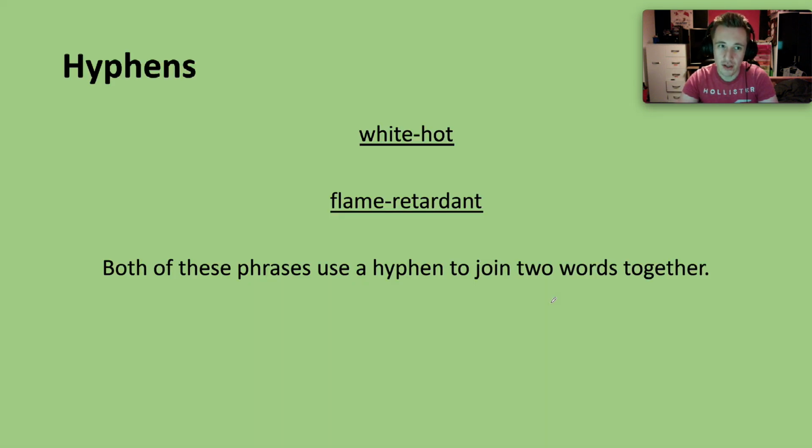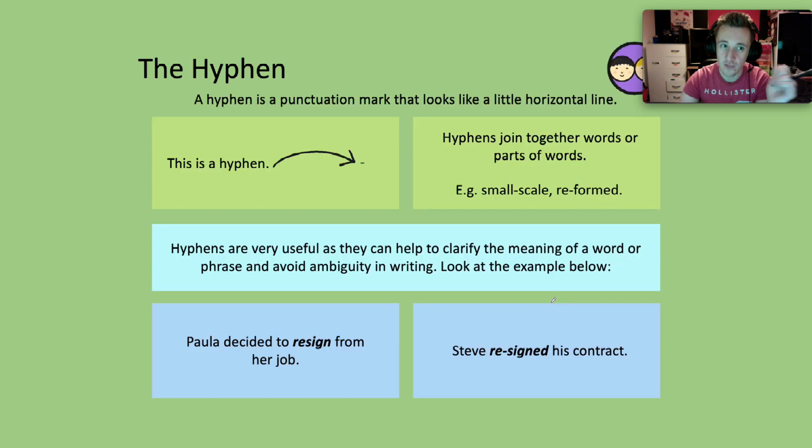So, hyphens. White-hot, flame-retardant. Both of those have been taken from the text I just read. Both of these phrases use a hyphen to join two words together. So we've got white-hot joined together, flame-retardant joined together. Now, a hyphen is a punctuation mark, looks a lot like a dash. Hyphens join together words or parts of words, so small scale reformed. They're very useful and they help us clarify meaning.